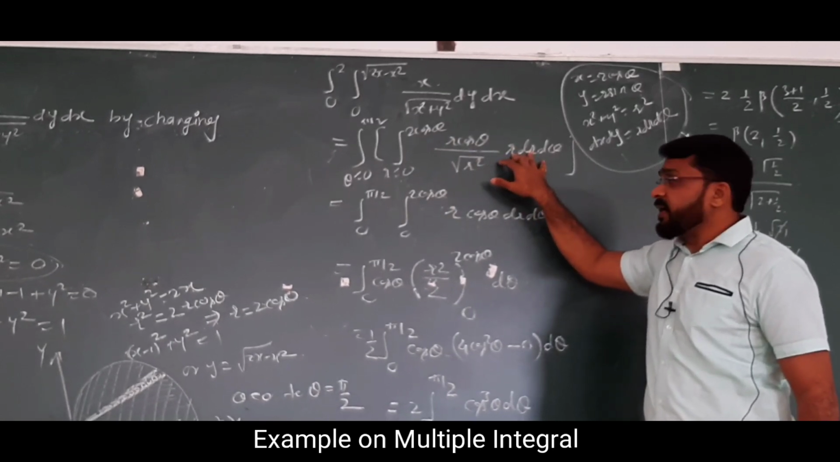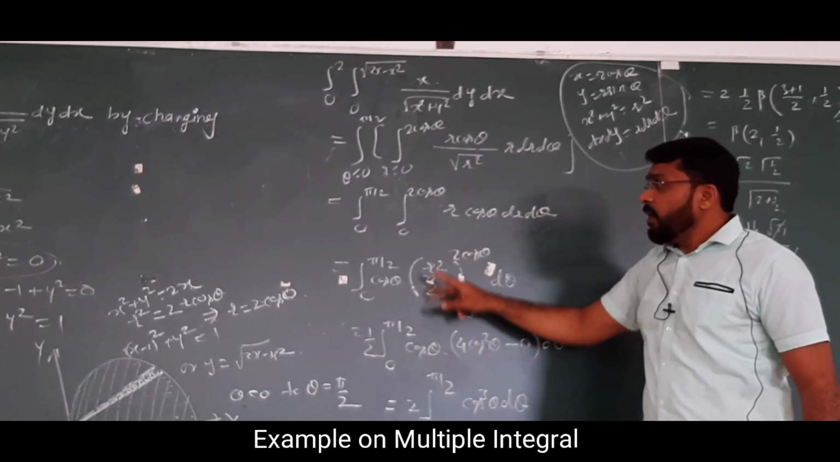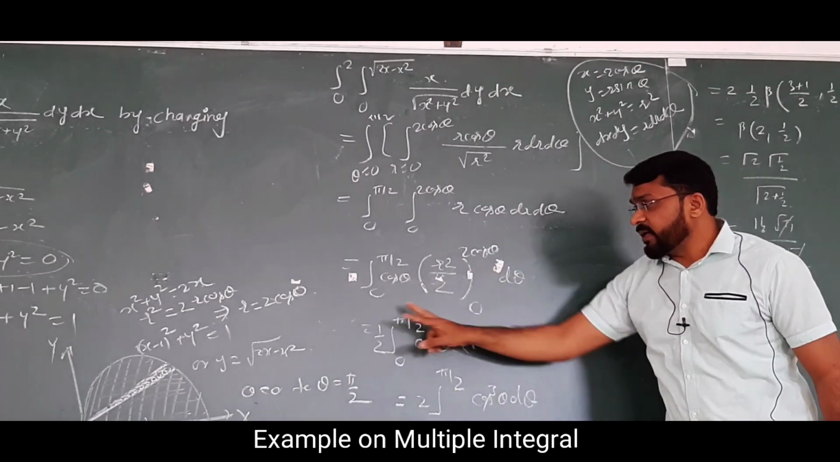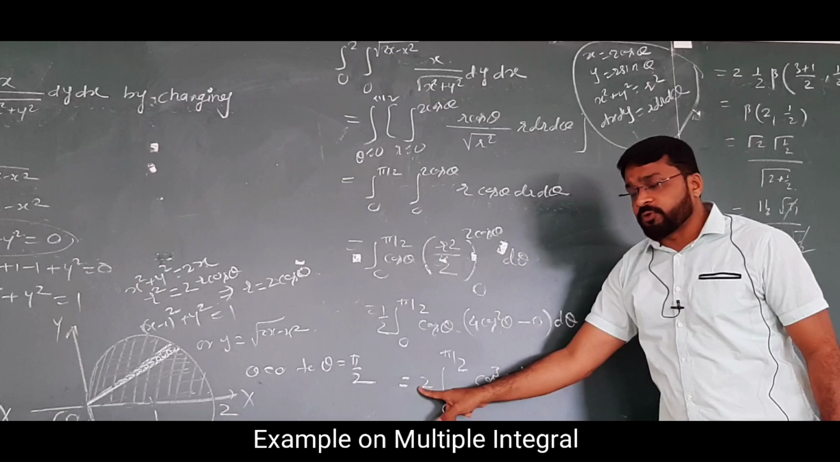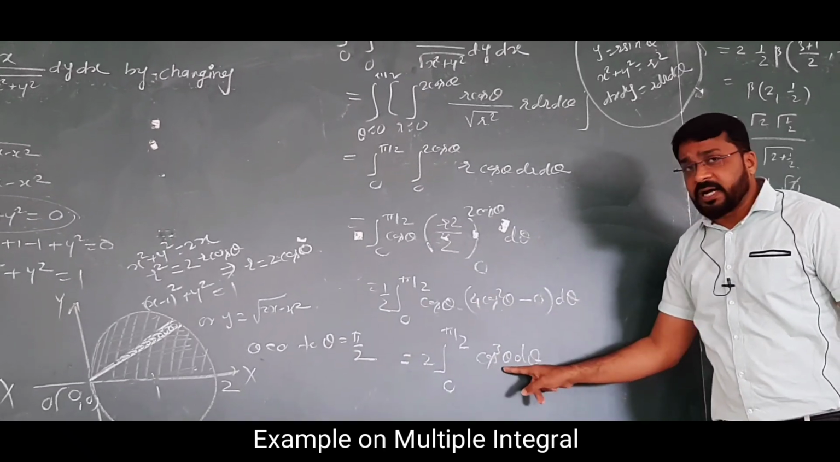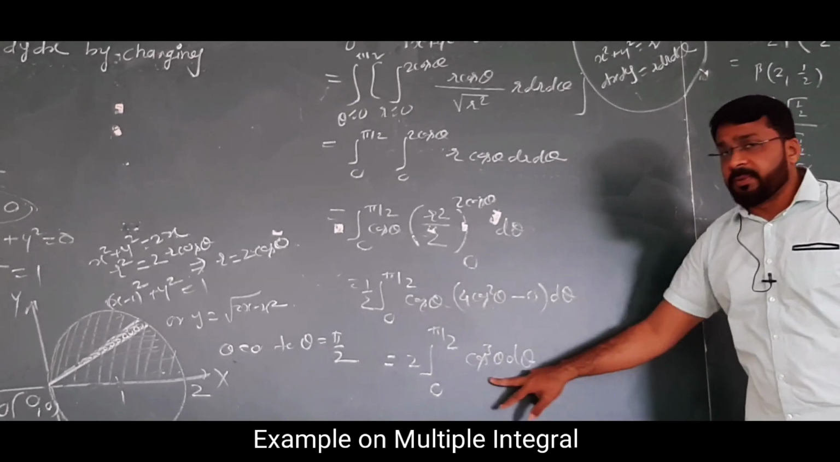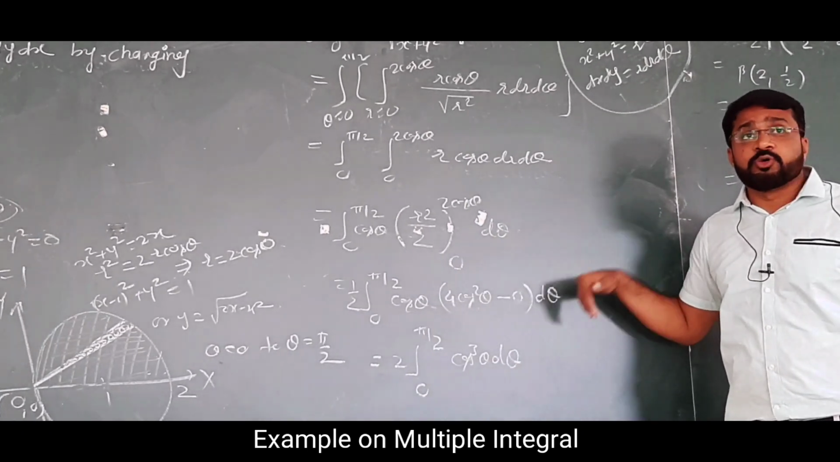इंटीग्रेशन ऑफ r हम करेंगे, दैट विल बी r square by 2, put the limits 0 to 2 cos theta, simplify the quantity, okay, 4 taken outside, 1 by 2 is here, 2 is left only. Now this will be 2 cos cube theta, limits from 0 to pi by 2. Now to evaluate this one, we will not use the trigonometric formula, that will go lengthier. We will use the beta function.